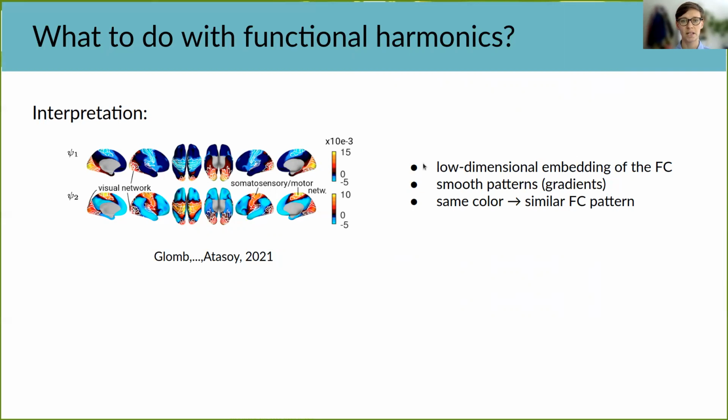But what's important here is that these functional harmonics are, in the first place, just a low dimensional embedding of the FC. So they are smooth patterns on the cortical surface, as you can see. And all you have to know is that if two vertices or two brain regions have the same or similar colors, then that means that their functional connectivity pattern overall is similar. So in this way, we extract functional networks by analyzing how similar brain regions are in terms of their overall functional connectivity.